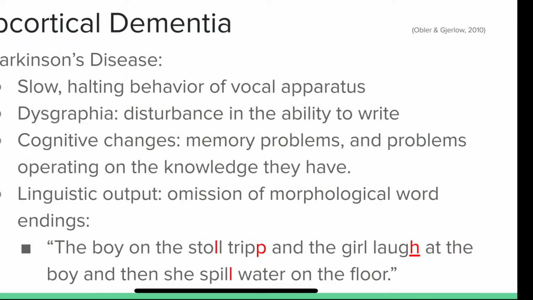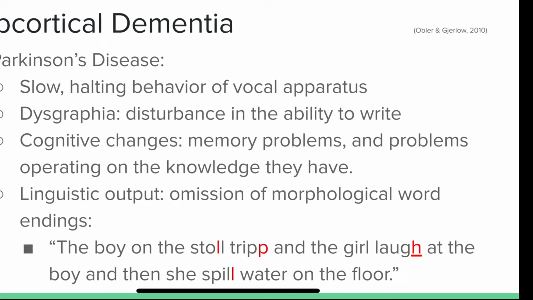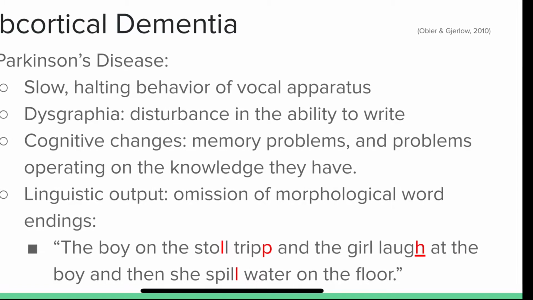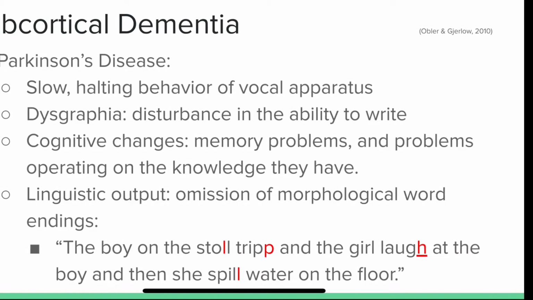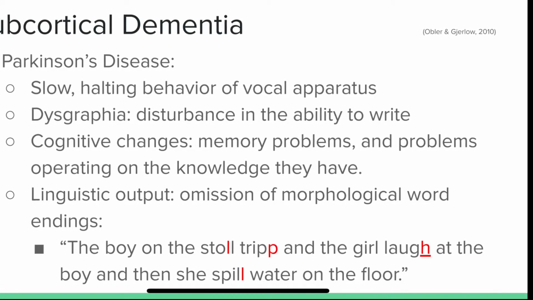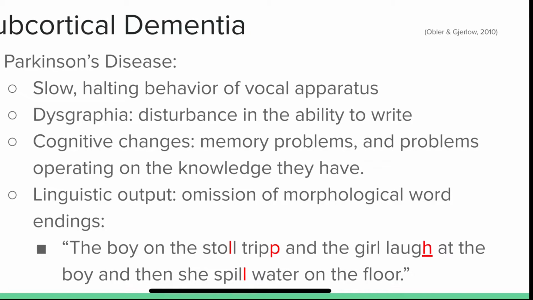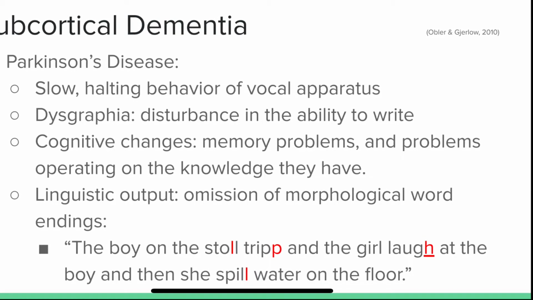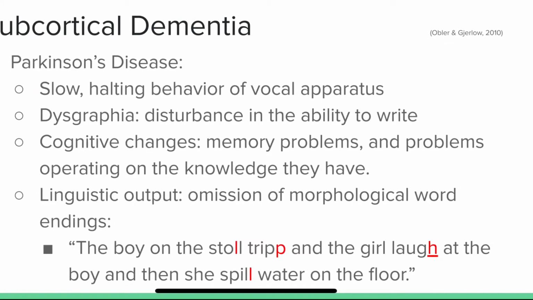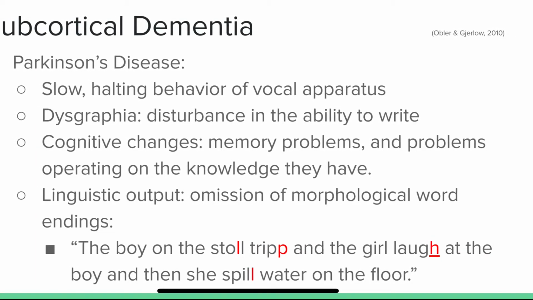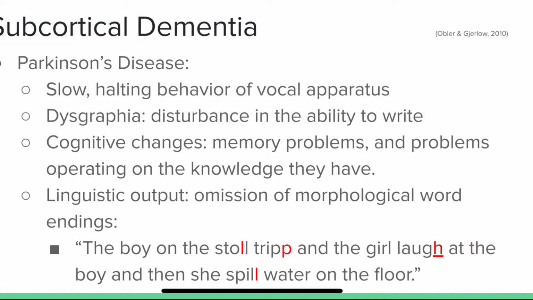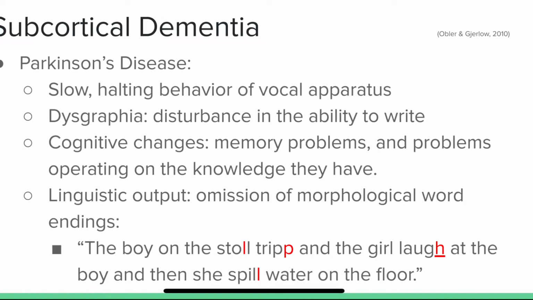The most frequently occurring form of subcortical dementia occurs in approximately 1/3 of cases of Parkinson's disease. Individuals with Parkinson's present with difficulty in general with their movements. Their gait is characterized by slow and halting behavior, and this slow and halting behavior extends to their control of their vocal apparatus as well. So individuals with Parkinson's present with dysgraphia, or a disturbance in their ability to write as well.